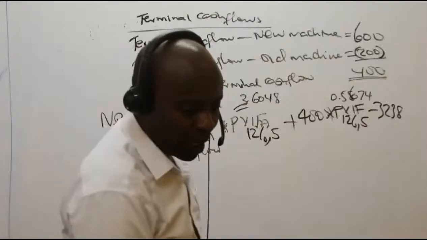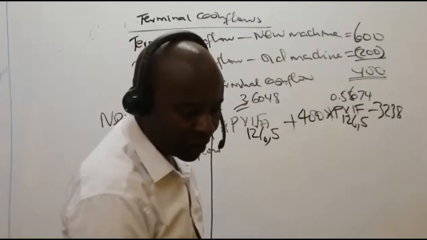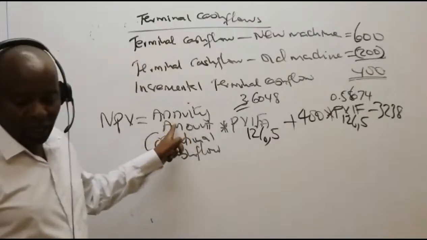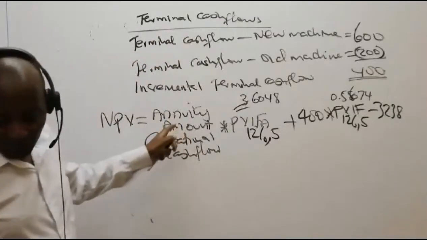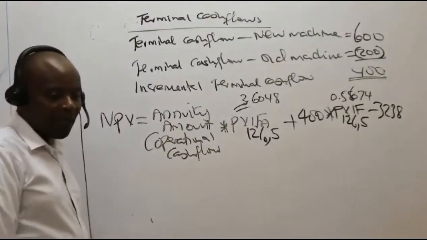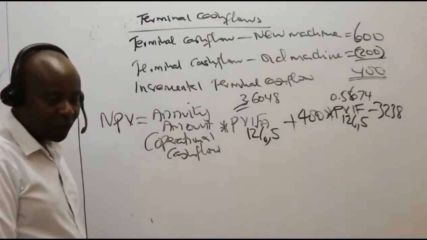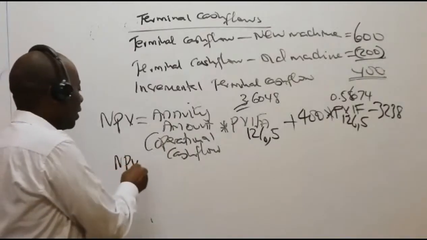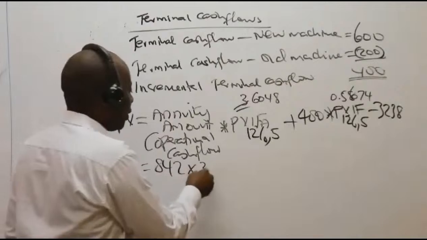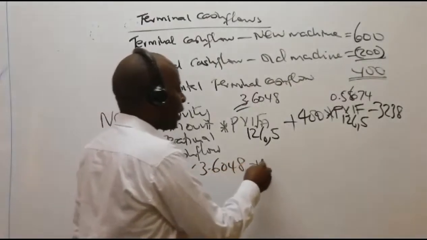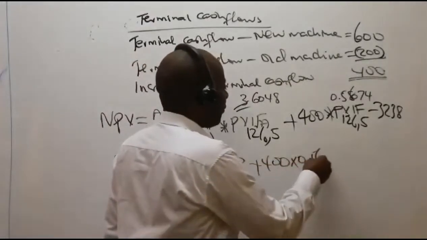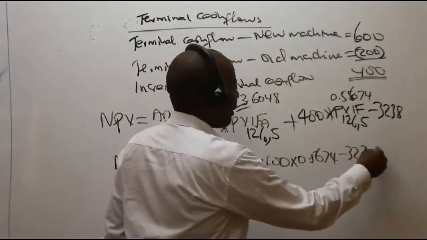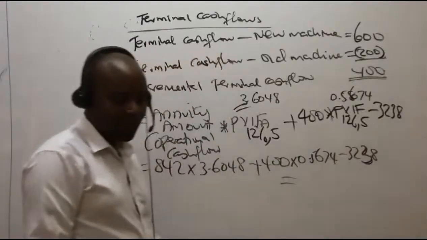There is one thing that you never reminded me: this annuity amount. What do we have? Thank you very much, MK. 842. So the NPV here will be 842 times 3.6048 plus 400 times 0.5674 minus 32.38.